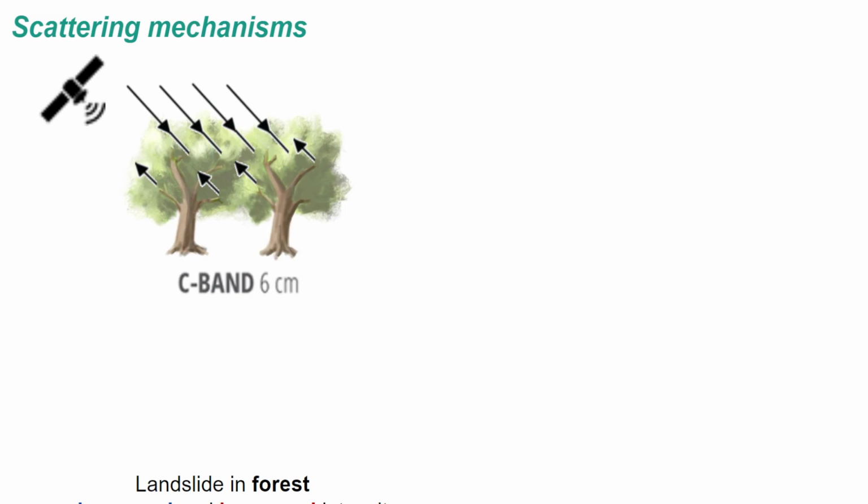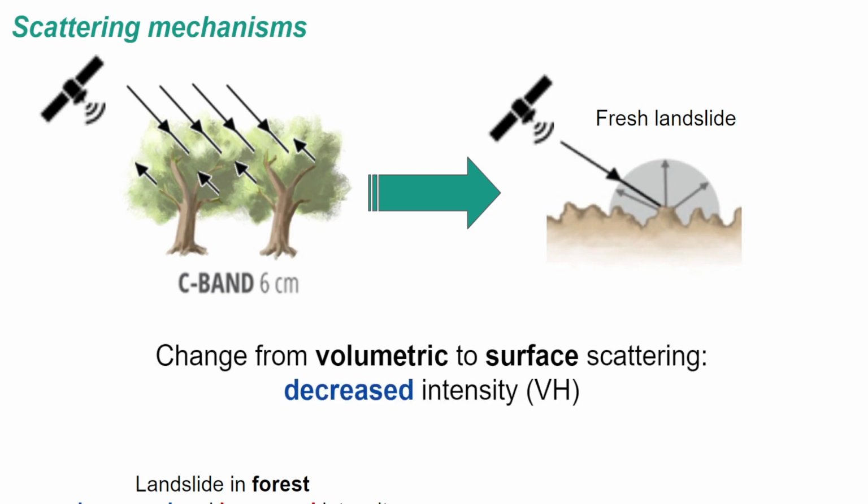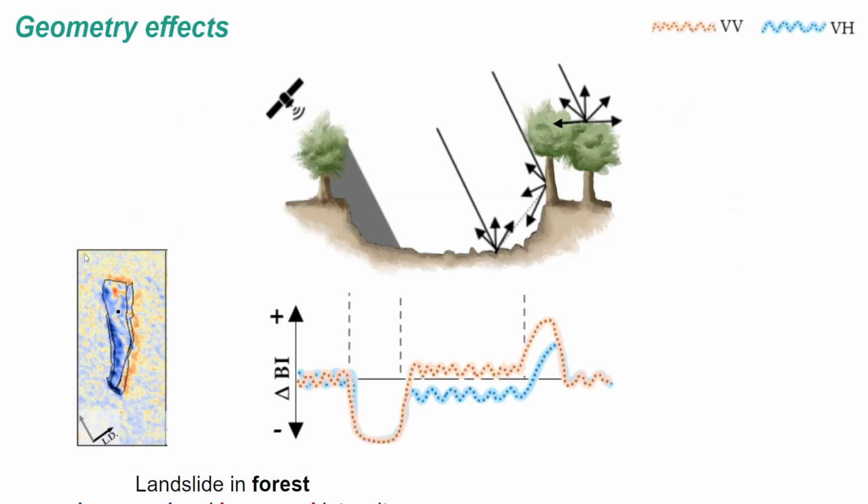So if you start again with the scattering mechanisms, we would expect that the change from volumetric scattering from trees to a rough ground surface would result in decreased backscatter intensity, particularly in the VH polarization, but clearly this is not the whole story. So we also need to look at the role of the geometry. Since SAR is side-looking, the geometry of surfaces is also important.